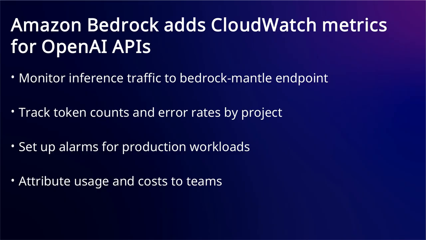You can track token counts and error rates by project, enabling you to understand usage patterns at account, project, and model granularity levels. You can set up alarms for production workloads to detect anomalies or capacity issues in real time. You can attribute usage and cost to teams by leveraging metrics broken down by project and model, allowing for chargeback and resource planning. Access these metrics through the CloudWatch console by selecting the AWS/Bedrock Mantle namespace in supported regions.